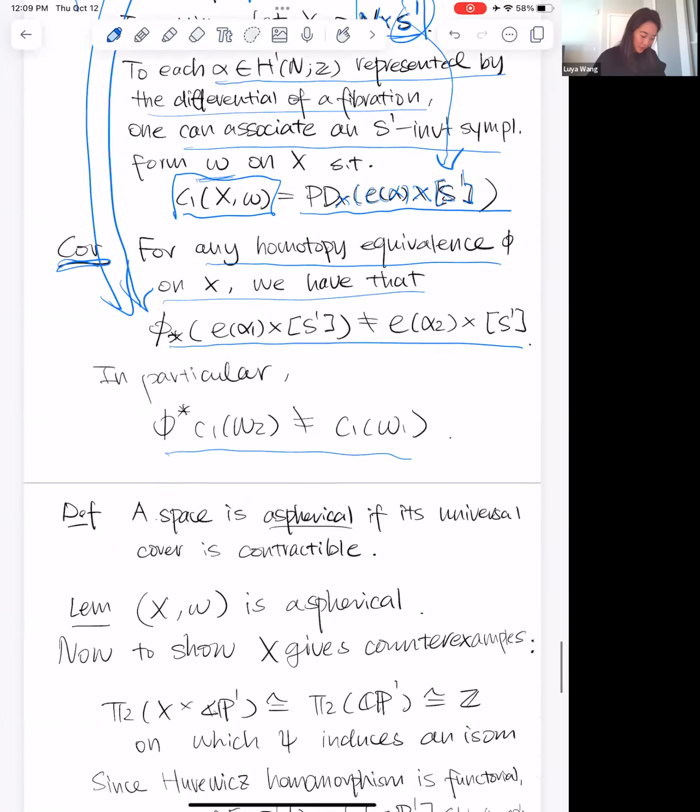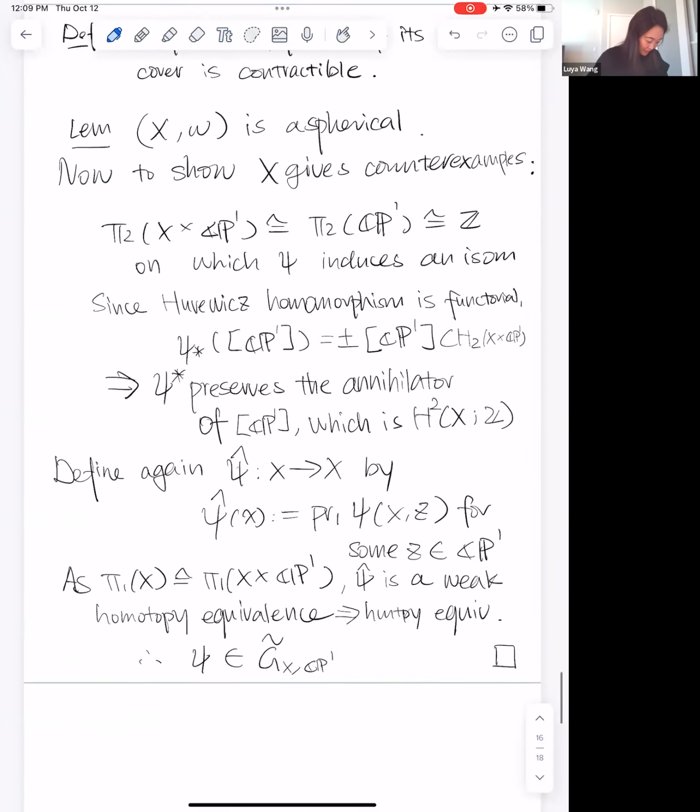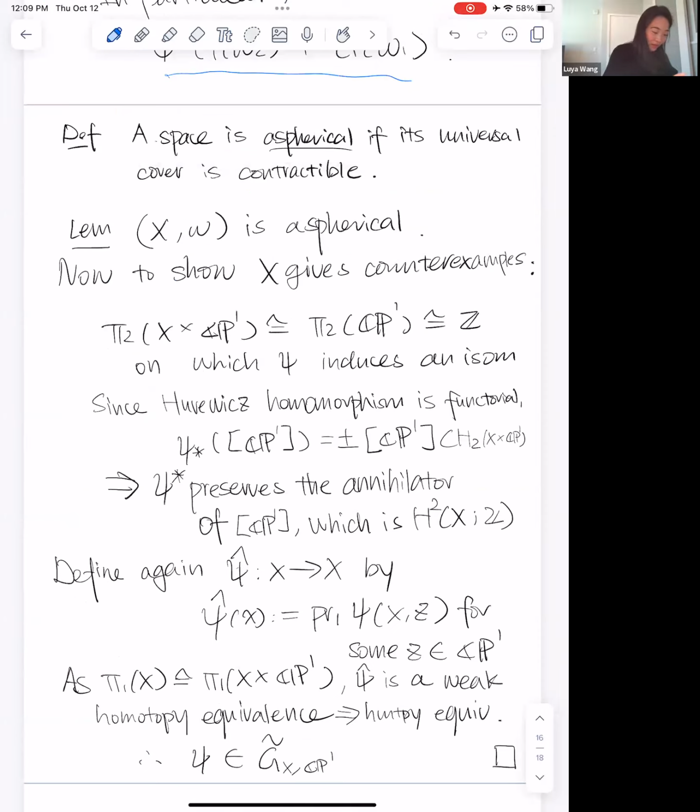Okay, let me finish the proof, which is, I think, almost done. This is the last page. It's very nice that this X cross N cross S1 in the Moishezon-Taubes paper is aspherical. This uses the fact that we have an S1 invariant symplectic structure. Let me remind you, aspherical just means the universal cover is contractible.